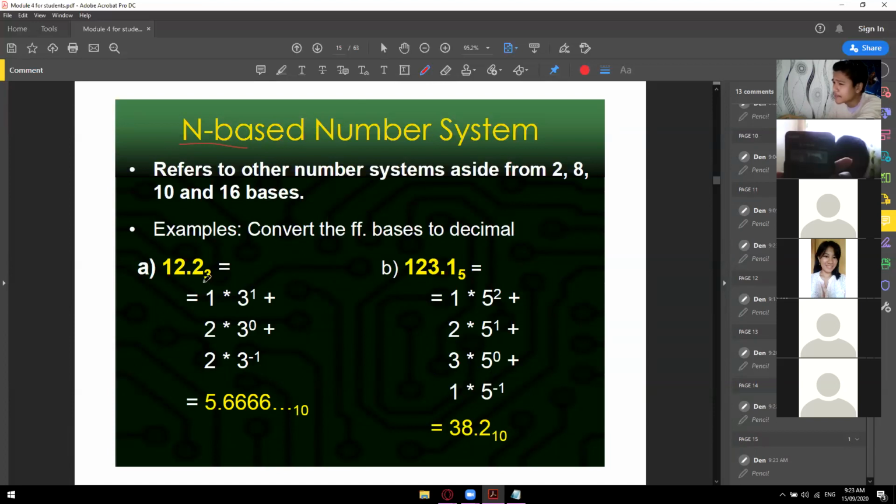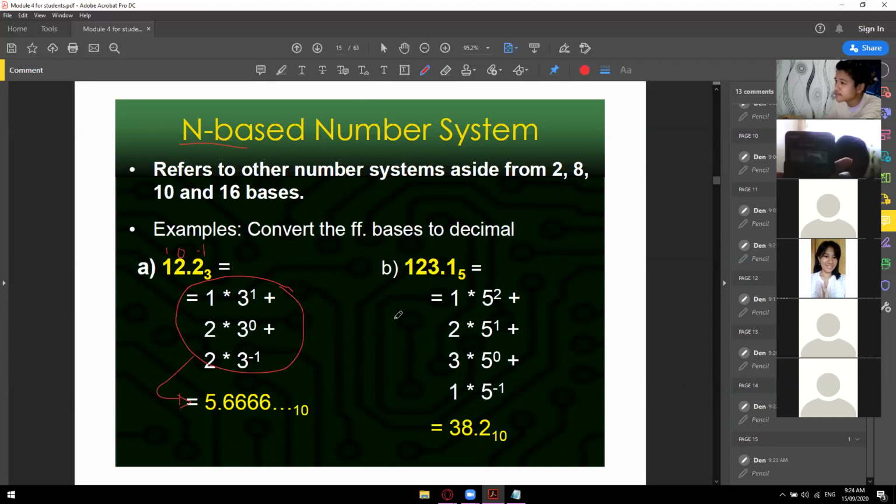Mababago lang naman yung base natin eh. So, ito, syempre, base 3, then yung multiplier natin is 3. So, 0, 1, negative 1. So, this 2 is raised to 0, 1 is raised to 1, and then 2 is raised to negative 1. And then just do the summation, and then you will get this one.